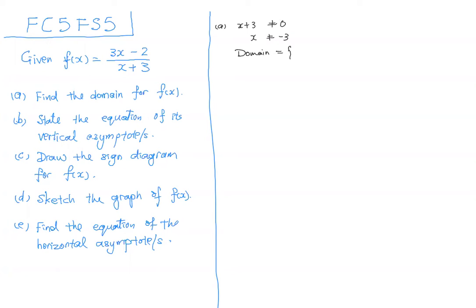{x: x is a member of the real numbers, and x is not equal to -3}. Okay, so that is the domain. Then part B. Okay, next person.